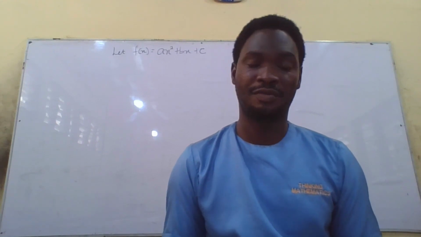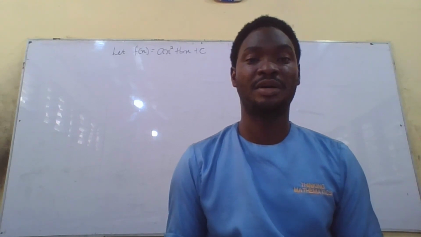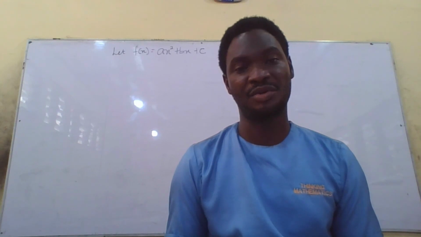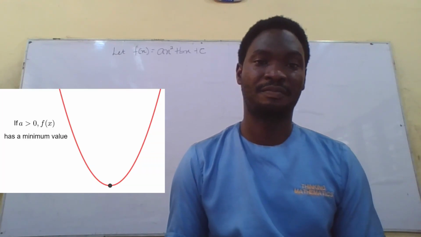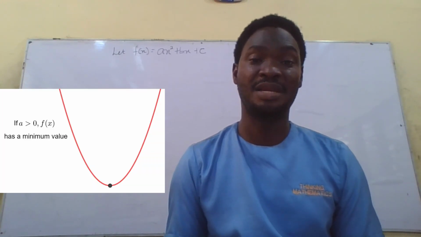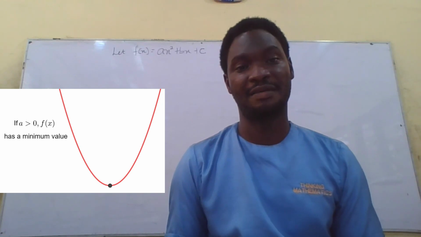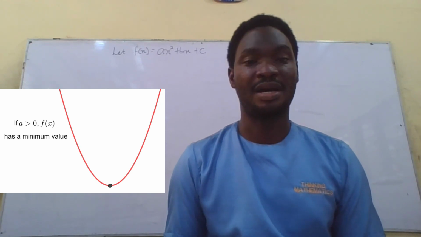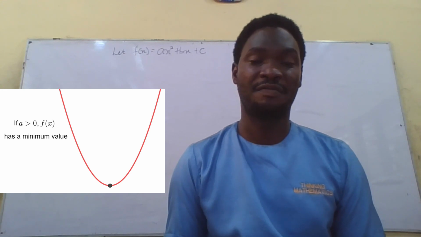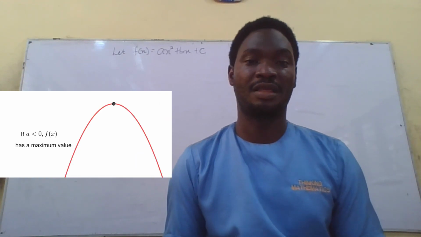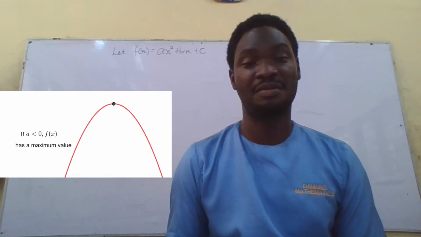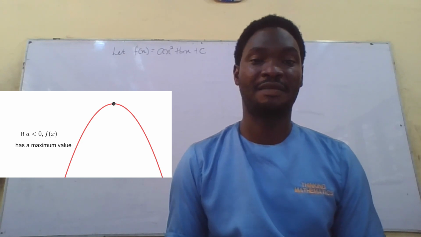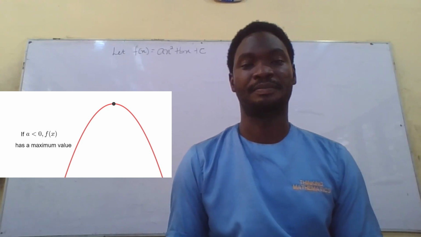We have told you that if the leading coefficient of a quadratic polynomial is positive, the function has a minimum value and its curve has a minimum point. Whereas, if the leading coefficient is negative, the function has a maximum value and its curve has a maximum point.